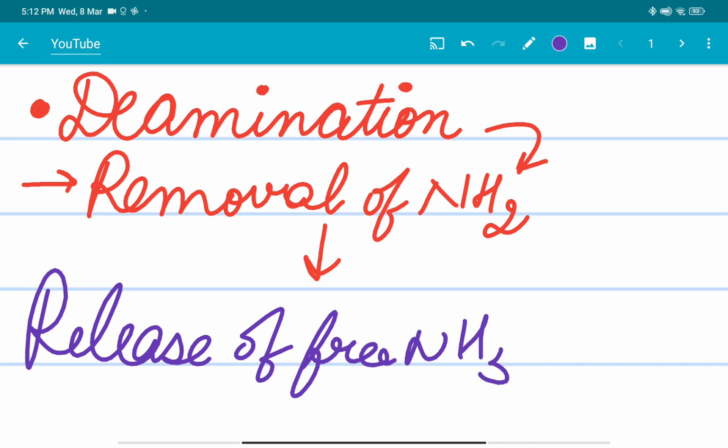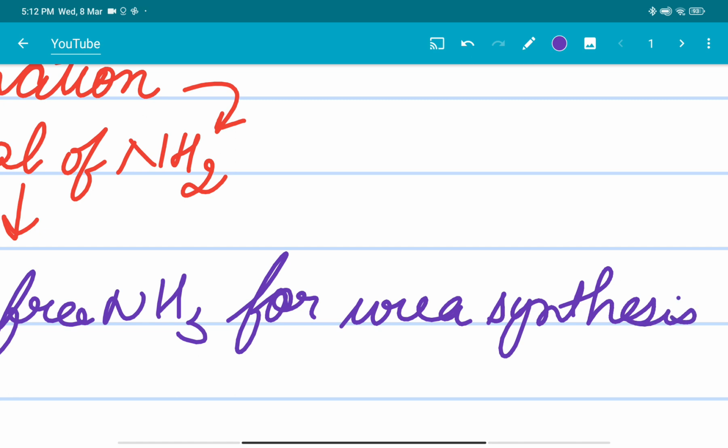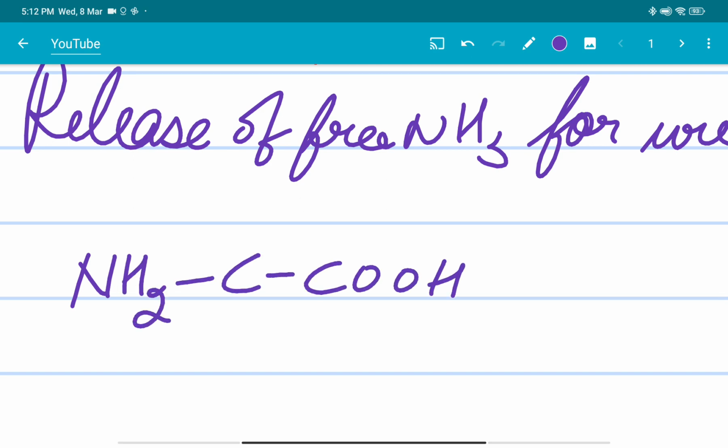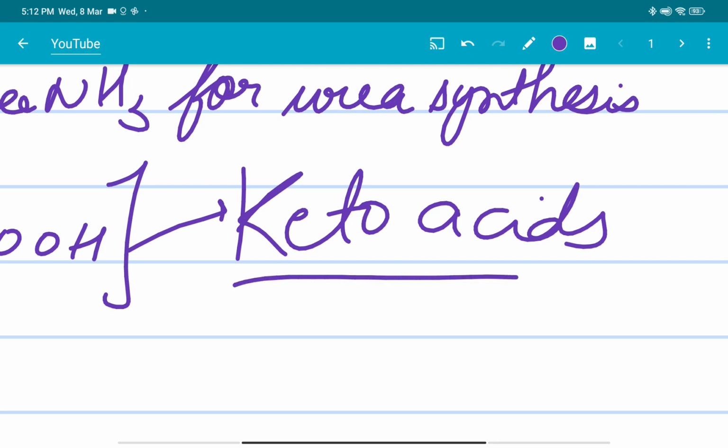Release of free ammonia for urea synthesis. And the carbon skeleton which is left behind after the removal of the amino group from the amino acid is used for the formation of keto acid. And we already know the function of keto acid. Keto acids are used for energy production, for the formation of glucose and fats, and for the formation of non-essential amino acids.